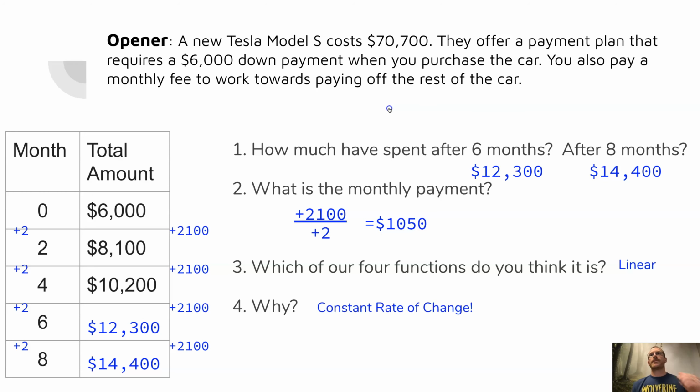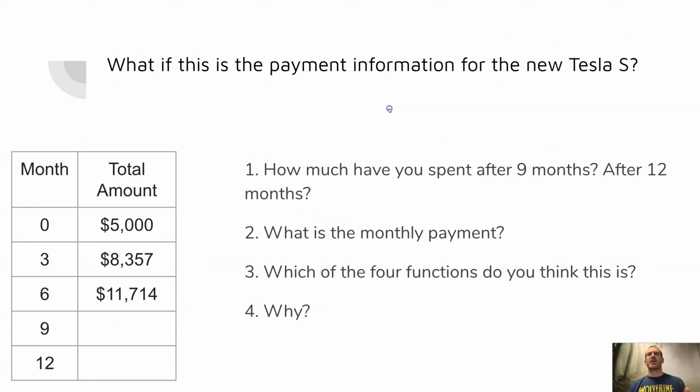All right, so let's look at the next problem in your notes. Very, very similar problem, same idea, but we've given you a different table with different amounts. So once again, pause the video, answer those 4 questions, flip it back on, and we'll see how you do. All right, so let's take a look.